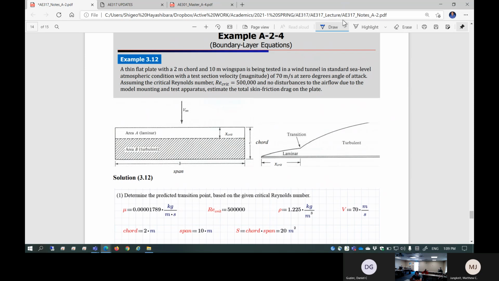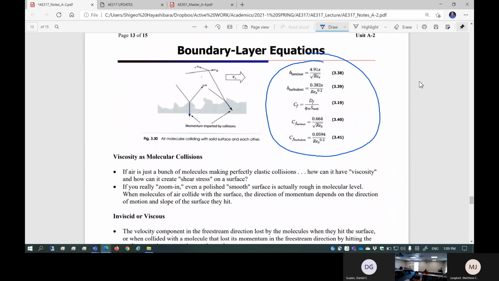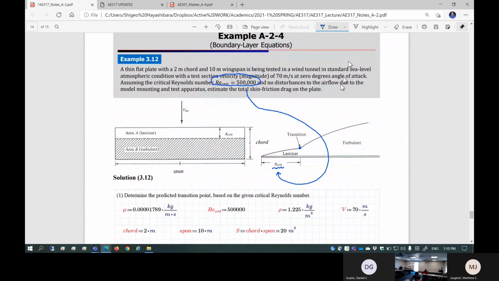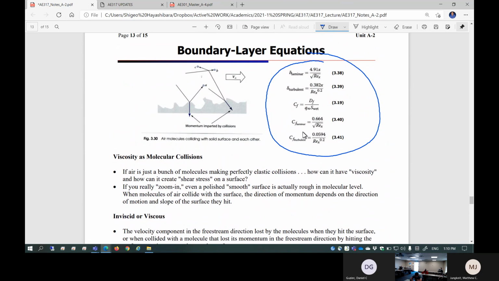This critical Reynolds number is essentially the transition point. When the Reynolds number hits 500,000, the flow becomes turbulent from laminar. So right here is the transition point. This X critical can be determined from this Reynolds number. As long as the flow is laminar, starting from the leading edge, you're going to use the laminar equation. And then once you have transition and the flow becomes turbulent, you are going to use the turbulent equation. So you're going to switch back and forth, laminar to turbulent skin friction coefficient equation, to determine the total skin friction drag.